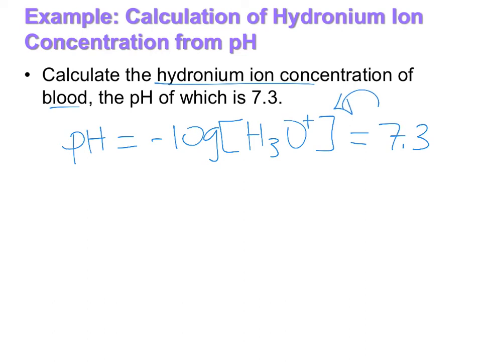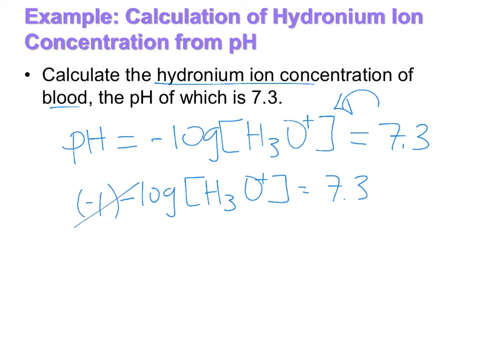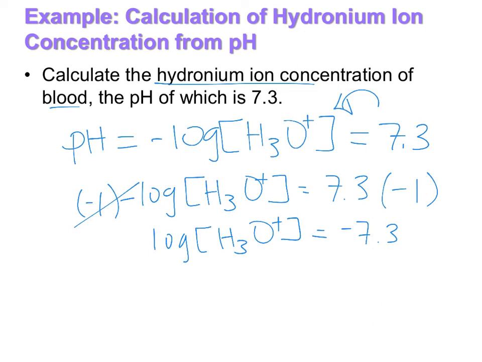What you're going to do is solve for it. So we know that overall we have negative log hydronium equals 7.3. First and easiest thing we can do is multiply both sides by -1. That cancels out that negative right there. Now we have a negative on the other side. So now we have log H3O equals negative 7.3. You're at a good spot.